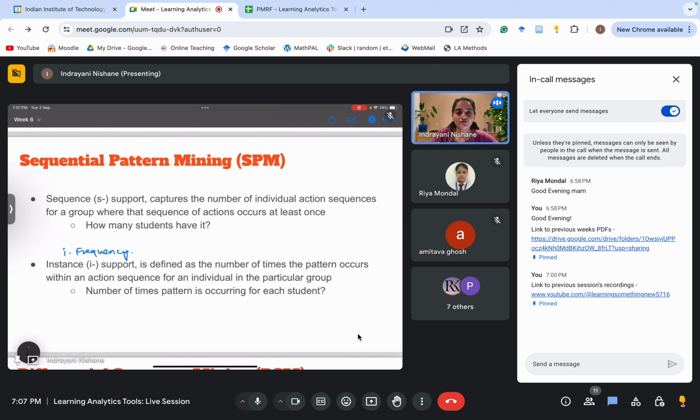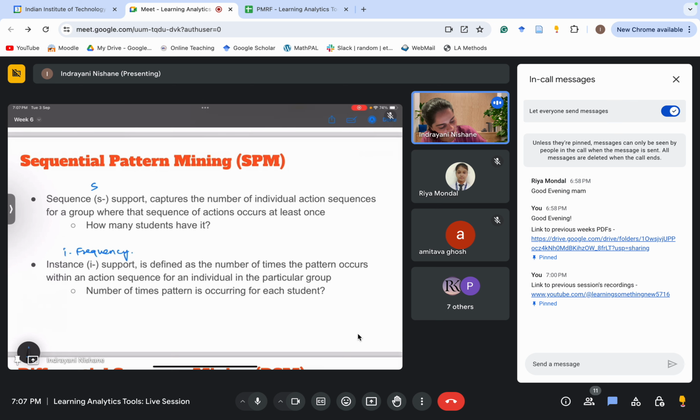So here is the sequence. If you remember, we just discussed that there could be a sequence of reading, appearing for the quiz, and watching video. So let us try to visualize that sequence of actions. Now, how many such action sequences have occurred within the group? In simple English, how many students have that particular sequence of actions or that particular pattern? Even though the definition is very confusing, it means how many students from that group have that particular pattern occurring. That's the S support.